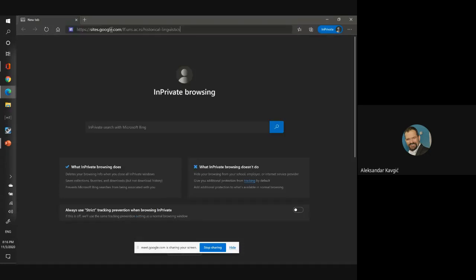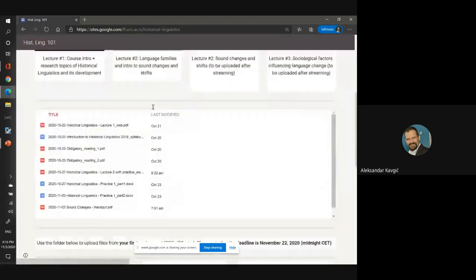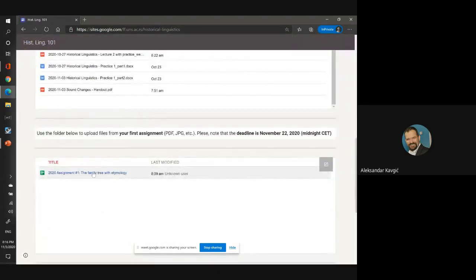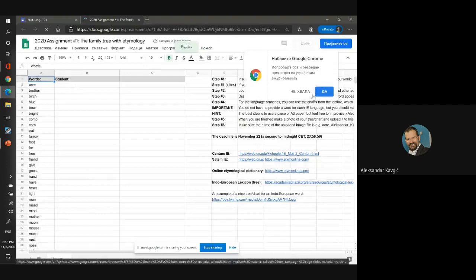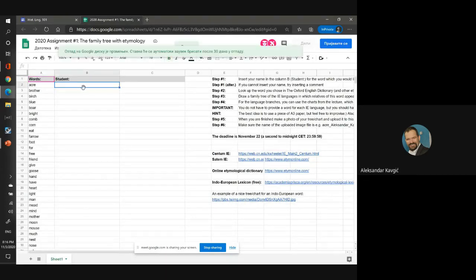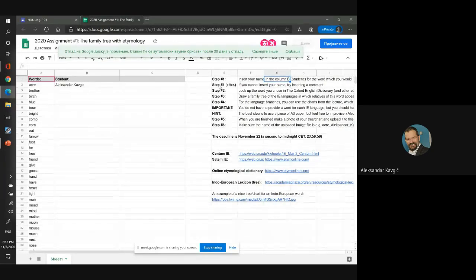So what you do is, let me open actually an incognito window, because then I'm not logged in. So let's see if it works. So what you do is you click on this assignment, and it opens Google Sheets. And then you say, okay, I want this word. And you write here, Alexander Kavgic, and that's it. So insert your name in the column B, student, for the word which you would like to analyze. If you cannot insert your name, try inserting a comment, but it seems that it's working. I spent several hours setting it up so that you can log in without, you know, asking for permission.